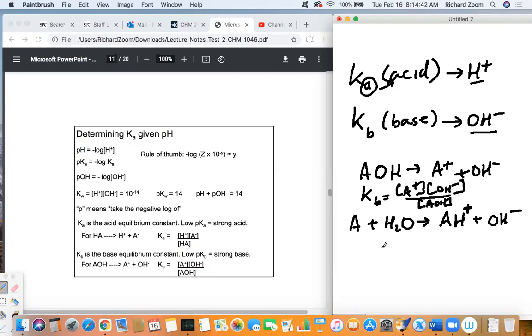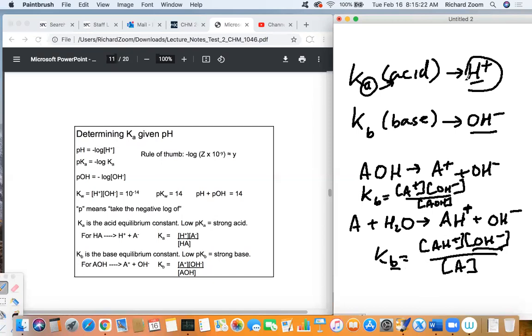We won't see this that often. We'll see this one a lot more commonly. And for the Kb, again, we ignore the water, and it'll be AH plus times OH minus over A. So you'll see this one a lot more commonly, but the point is, with the base, what you're seeing in the Kb equation here is OH minus and not H plus by itself. So that's the upshot of all of this.